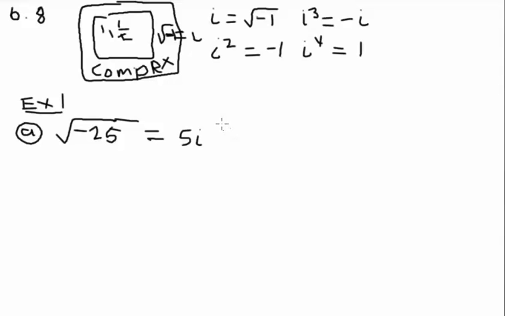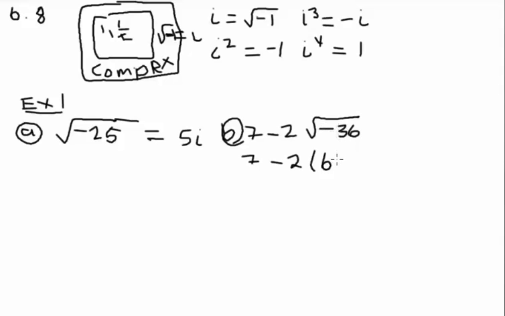We can do this with other numbers. Let's do another example. We have 7 minus 2 times the square root of -36. Now, the square root of -36 is, just like we talked about before, 6, since 6 is the square root of 36, but because it was negative, we have to tack that i on there. So the square root of -36 is 6i. Then we just follow the order of operations: 7 minus 2 times 6i is going to be 7 minus 12i. And you can easily see how we got that from here.